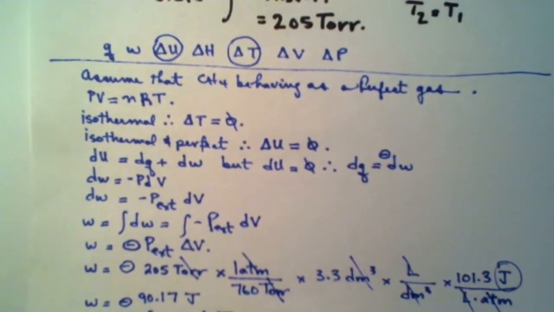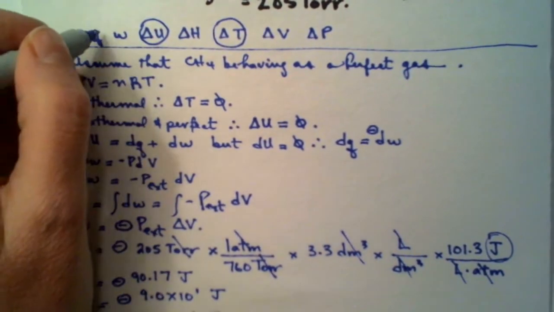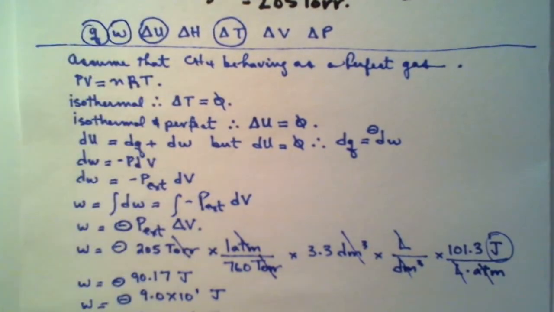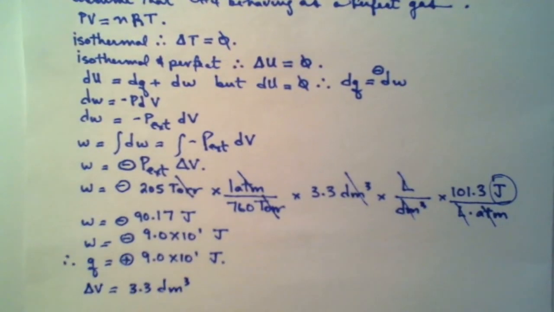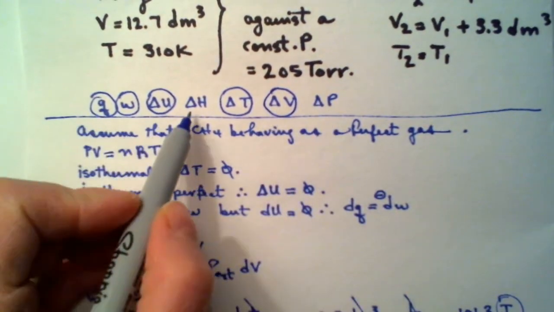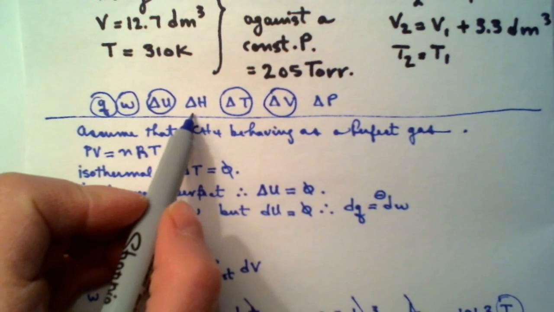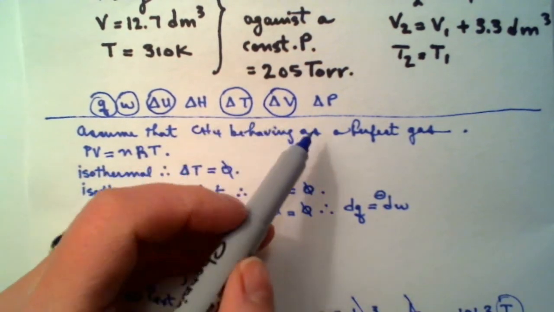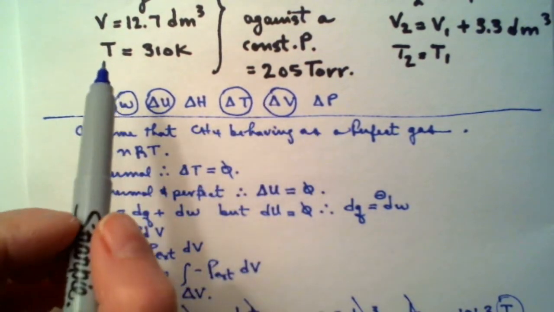So what have I got to calculate left here? I just did this and I did this. I need delta V. Delta V was given 3.3 decimeter cubed, or liters. So I just wrote that down. I need a change in pressure, and I need a delta H. Change in pressure. Okay.